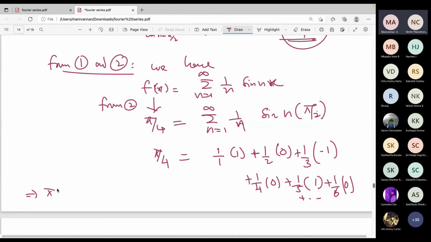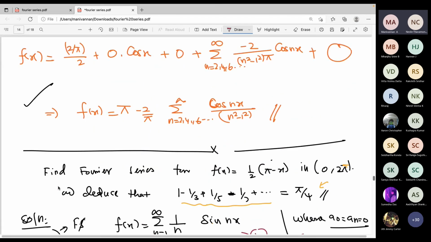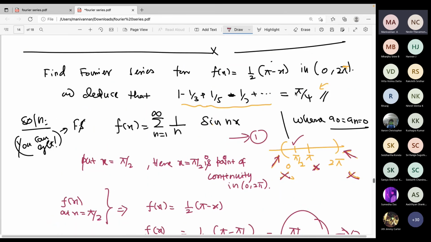So this implies that pi by 4 equals 1, minus 1 by 3, plus 1 by 5, minus 1 by 7, and keeps on going. So this will equal pi by 4. This we had to derive. In this way, you have to use the condition of the convergence point to reduce the series. Is it clear? Some exponential functions and other functions you may practice with your BS Grewal book.